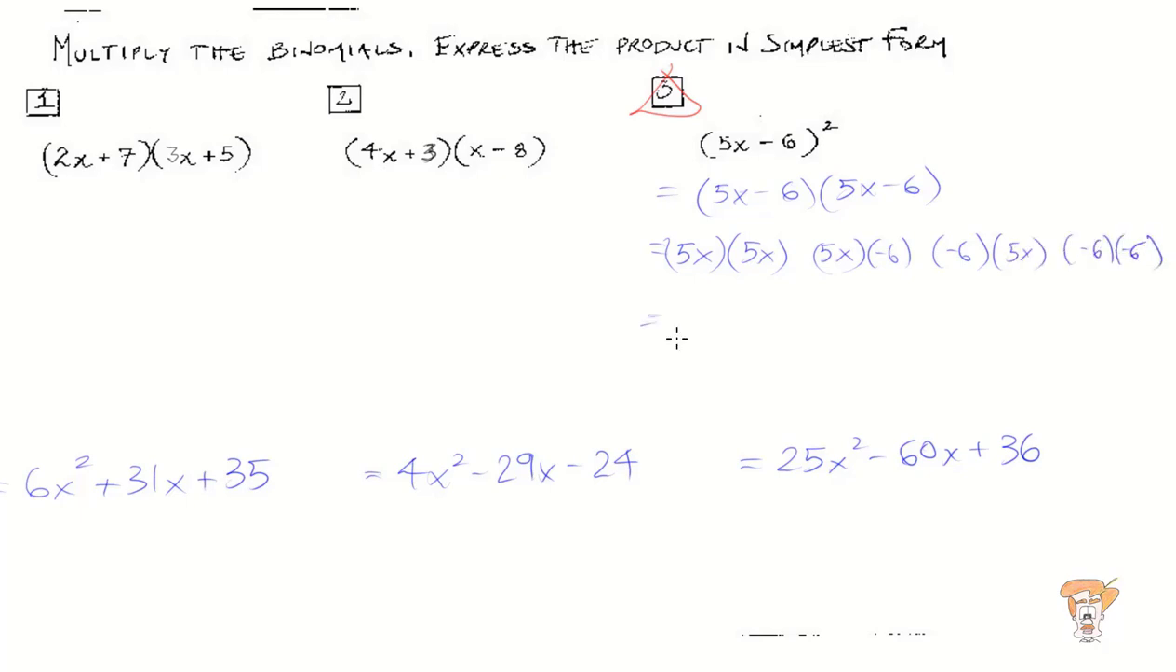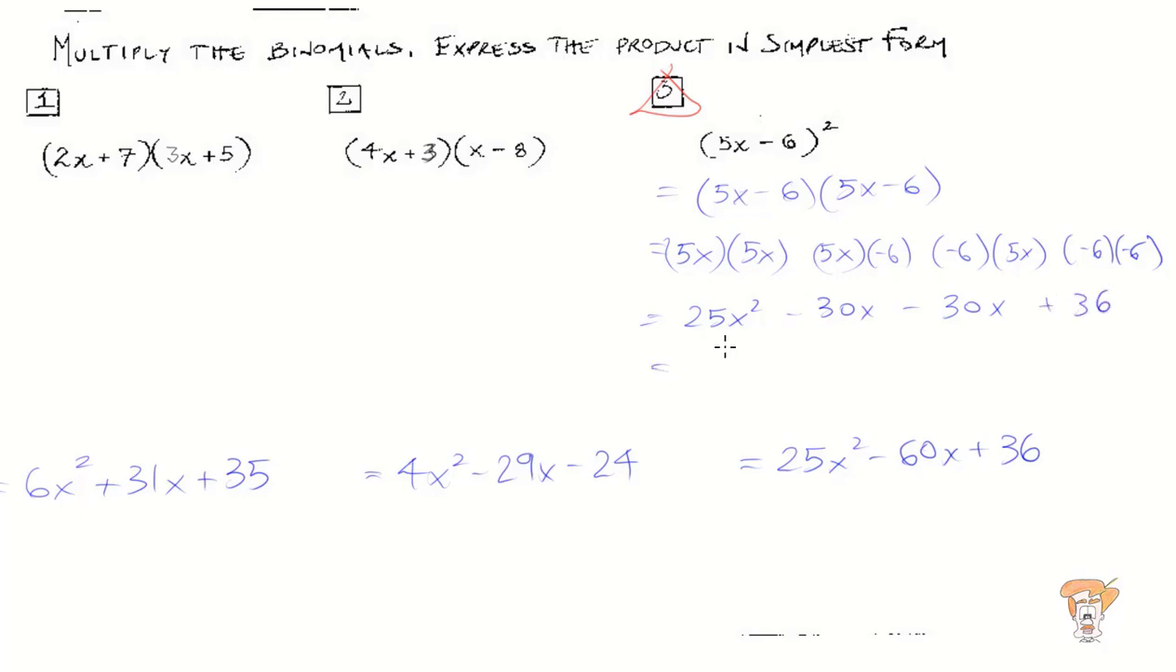The product of 5x and 5x is 25x squared. The product of 5x and minus 6 is minus 30x. The product of minus 6 and 5x is minus 30x. The product of minus 6 and minus 6 is plus 36.